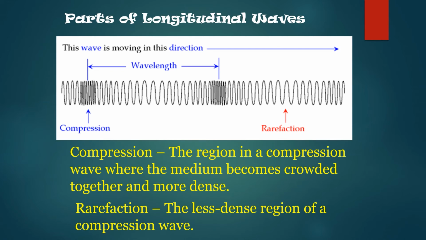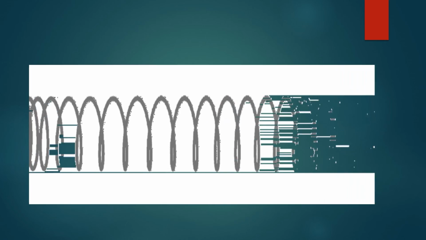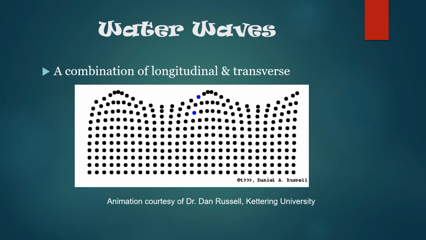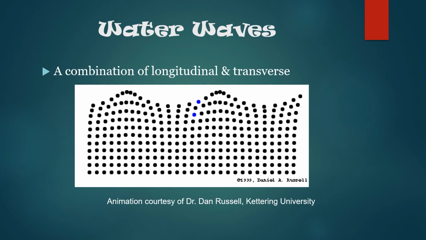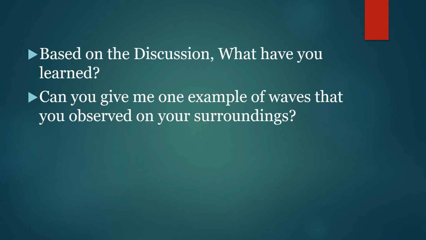First, compression, the region in a compression wave where the medium becomes crowded together and more dense. Rarefaction, the less dense region of a compression wave. The closer the waves are, the more you can barely see their compression. The farther apart they are, the more you can see the rarefaction of waves. Water waves are a combination of longitudinal waves and transverse waves.